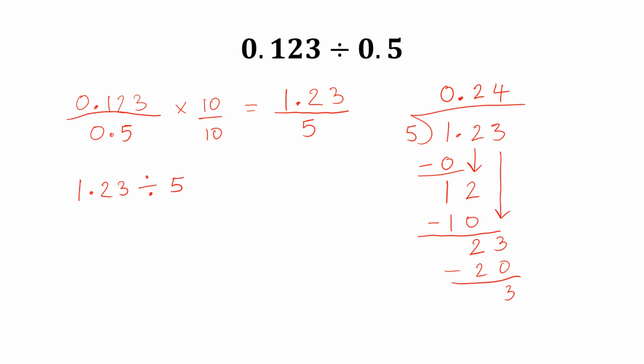Remember, this is a decimal, so we can add as many zeros as we want. So we're going to use one 0 at a time. So we'll bring down that 0 right there. Now we have 30. Now 5 into 30, that goes 6 times. So the answer to this question is 0.246. Pretty easy, right? Let's look at another example.